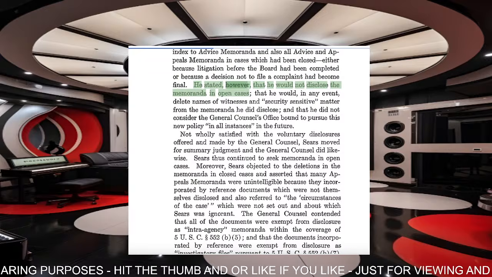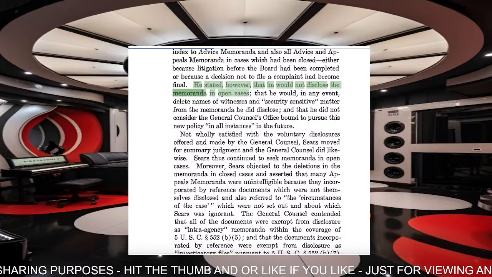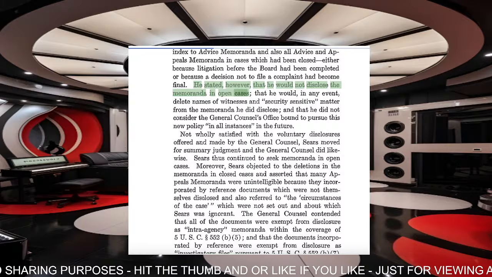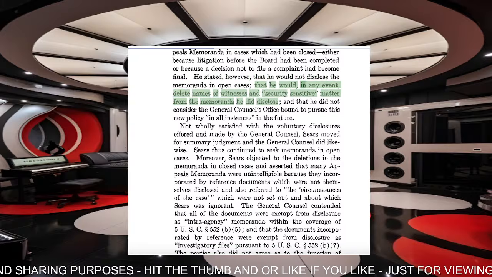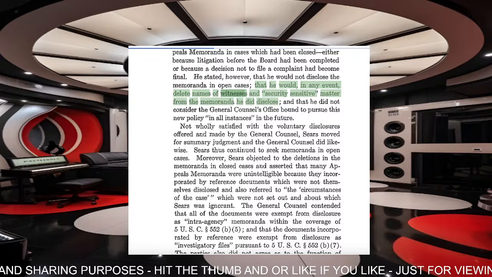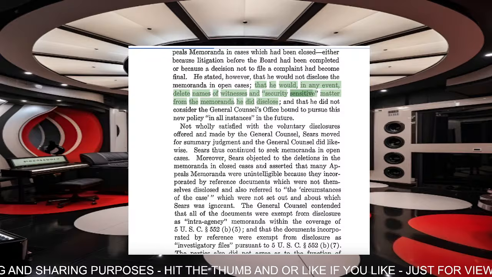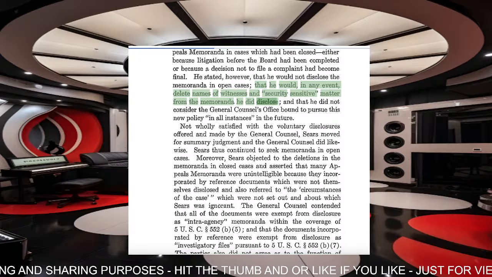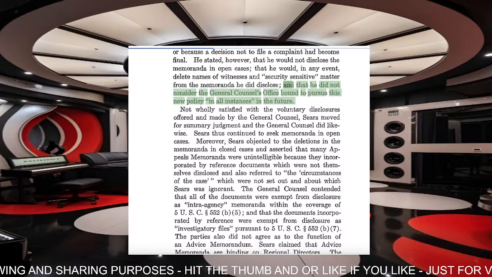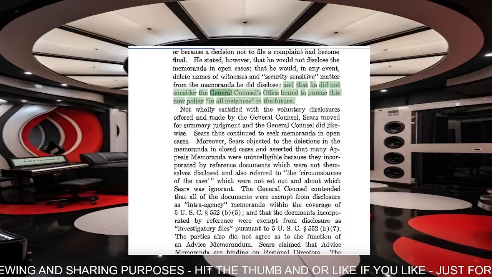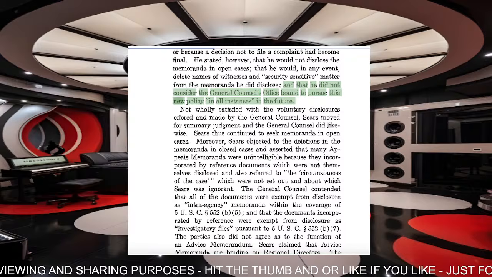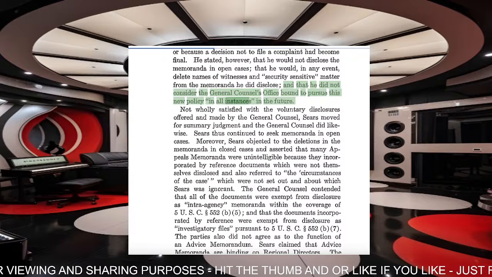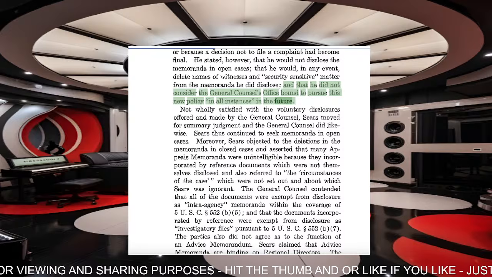He stated, however, that he would not disclose the memoranda in open cases, that he would, in any event, delete names of witnesses and security-sensitive matter from the memoranda he did disclose, and that he did not consider the General Counsel's office bound to pursue this new policy in all instances in the future.